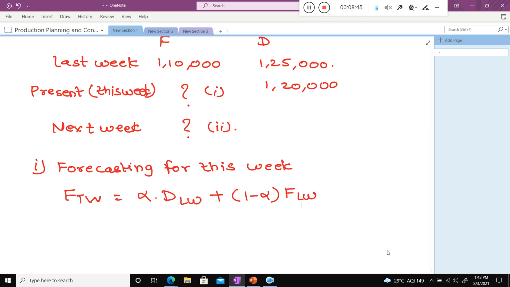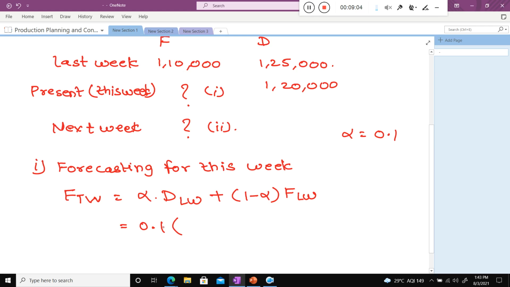Okay, so now you just need to put in the values and you will get the answer. So what is alpha? Alpha is given in the question, that is 0.1. Alpha is the given data.